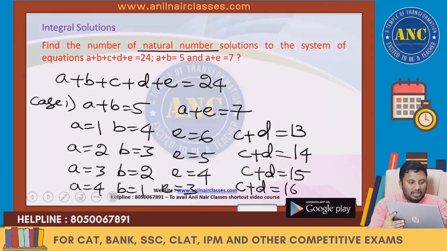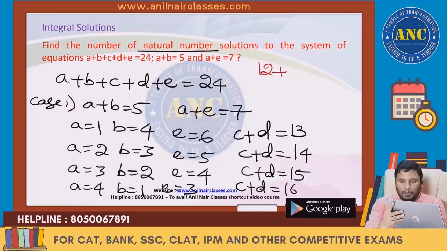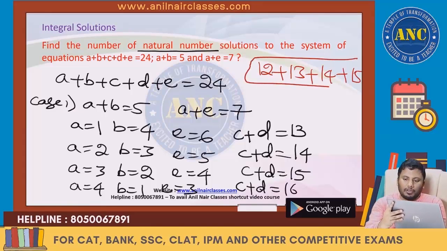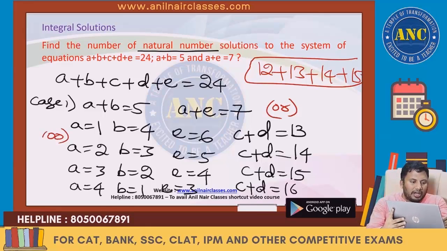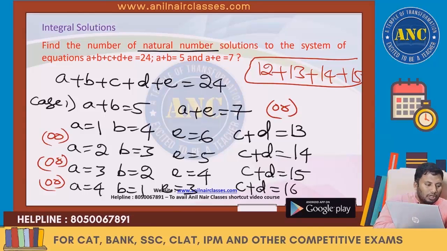So c plus d, what are all the values that are possible? 13 plus 14 plus 15 plus 16, because it's an OR case. A1 or A2 or A3 or A4. Idea clear? Why a cannot be 5? If a is 5, b value will be 0. B cannot be 0 because it's a natural number solution.